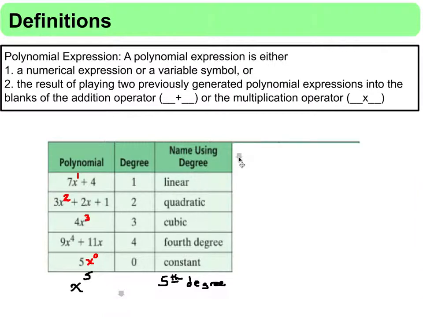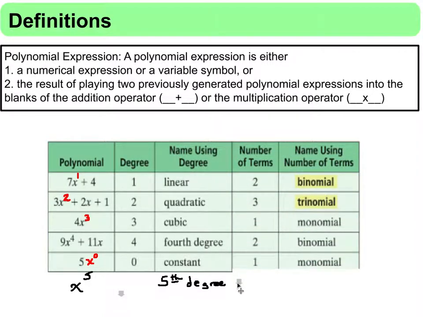So in addition to understanding by degree, students will need to be able to classify by the number of terms that are observed in the polynomial. Where we have two terms, it is known as a binomial, and we identify terms because we have right here the 7x divided by a plus, which is our 4, our two terms. The trinomial is represented by three terms, 1, 2, 3.